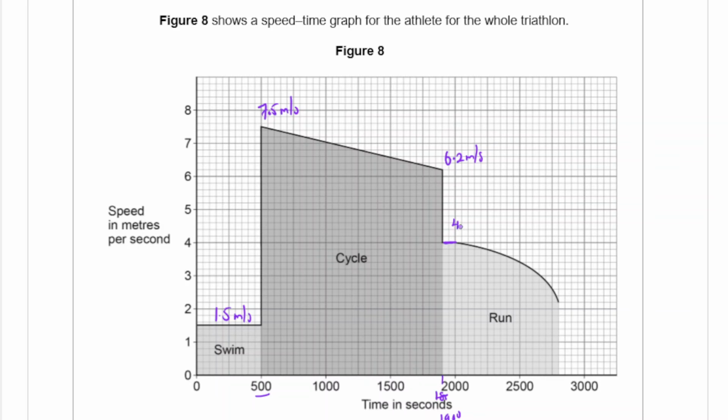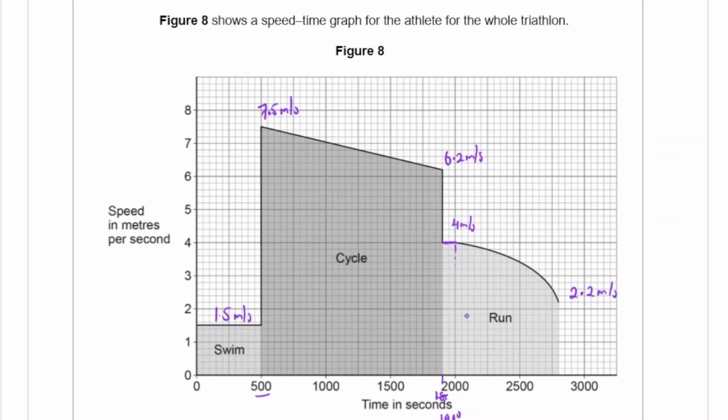That's 4 meters per second. And then at 2000, it goes from 4 meters per second to 2.2 meters per second. So it's actually decreasing the speed, or decelerating.